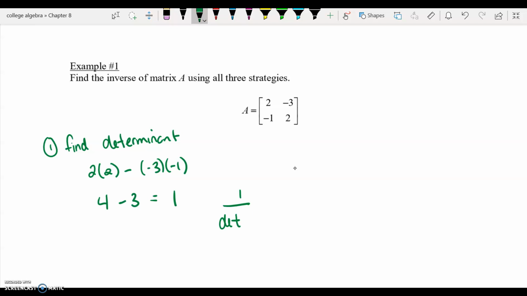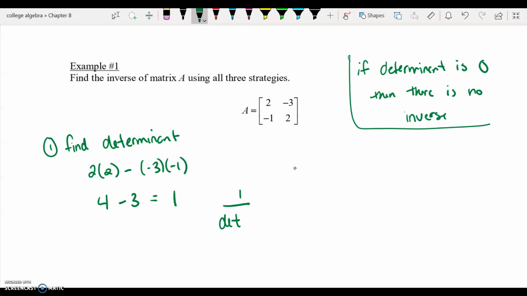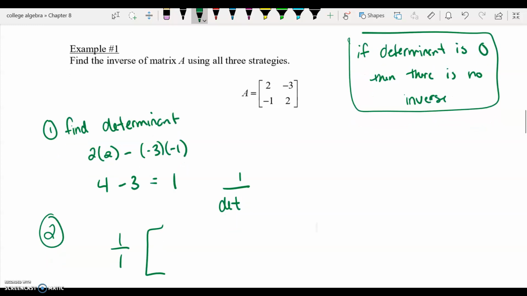If your number is 0, so if the determinant is 0, then there is no inverse. Alright, so just keep that in mind. In this case, it's 1, so I'm going to use that 1 over 1, and I'm going to multiply it by my 2 by 2.